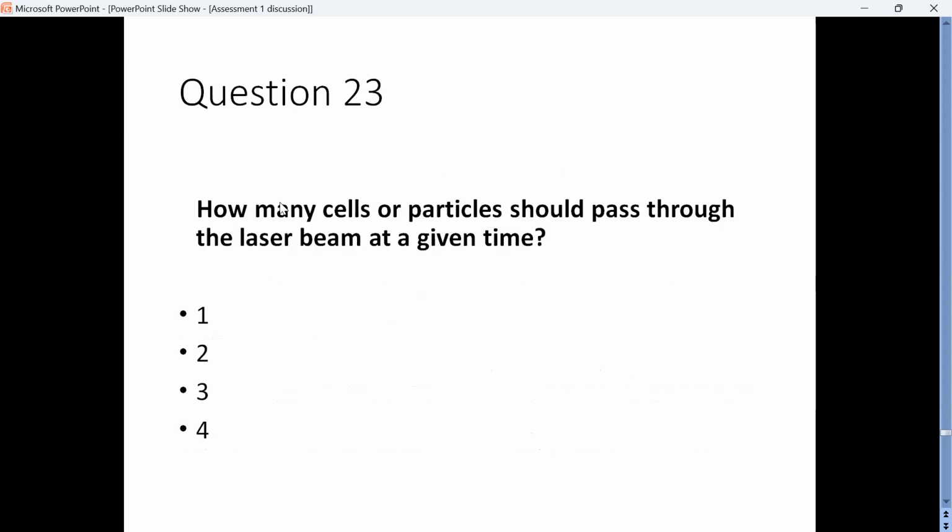Third, how many cells or particles should pass through a laser beam at a given time? This is again a rule of thumb, only one. Then only you will get the correct signal. So most of you have got that right.